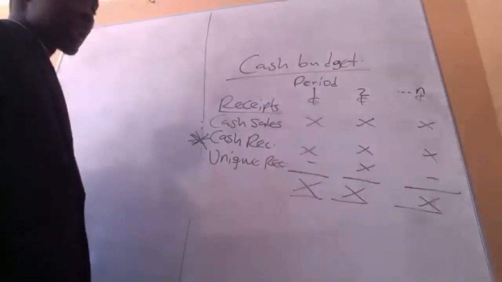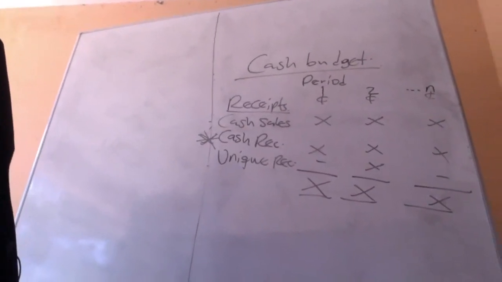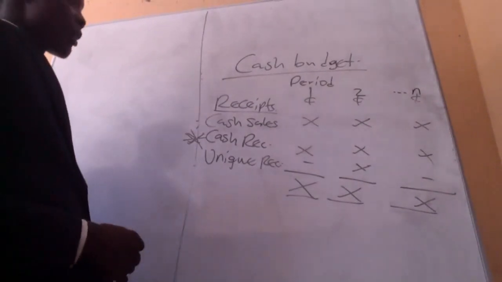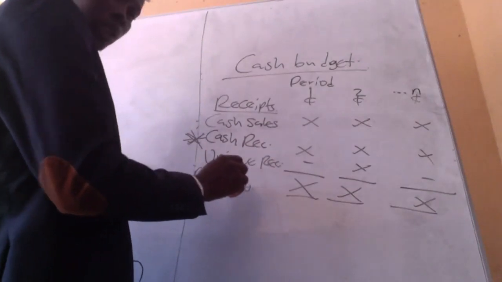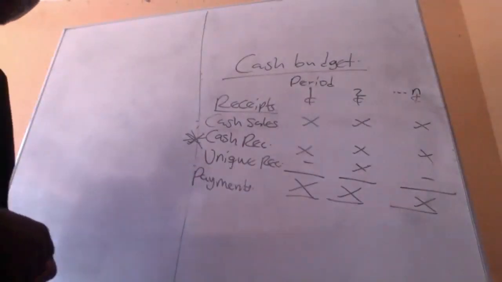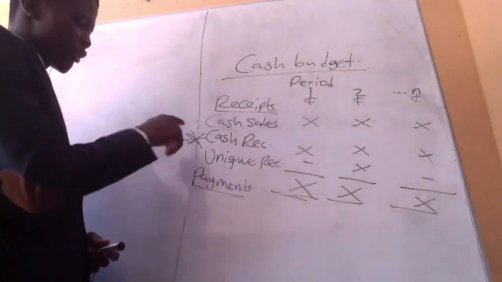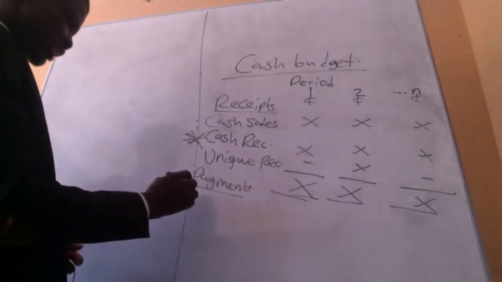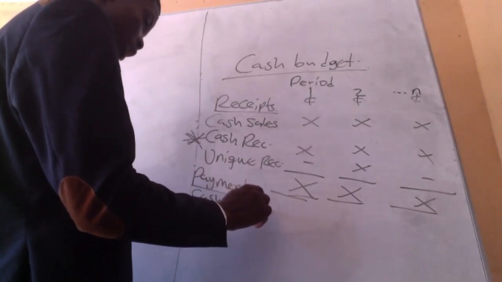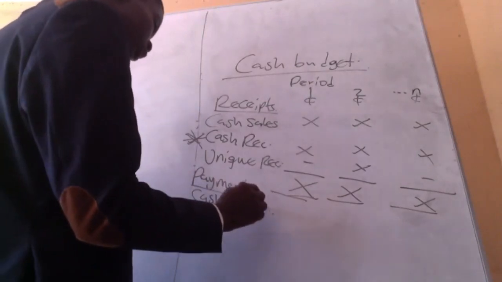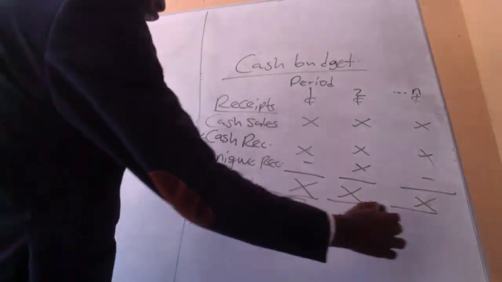Then you start with the payments. For payments, there are 4 instead of 3. First, cash purchases. Cash purchases, so much, so much.